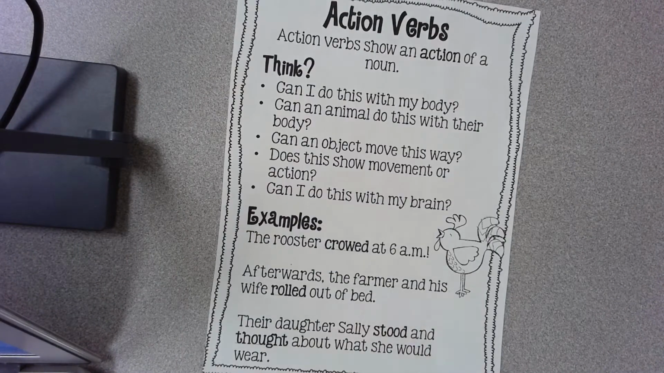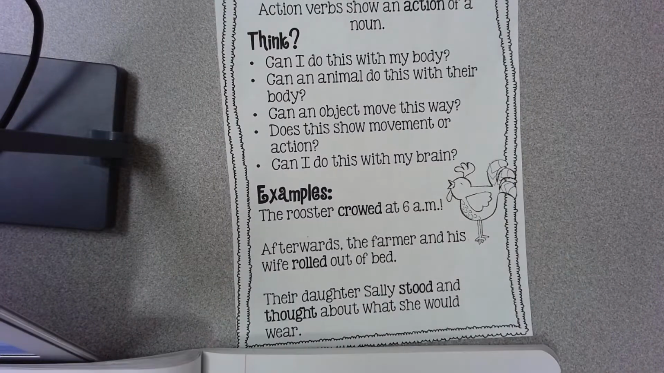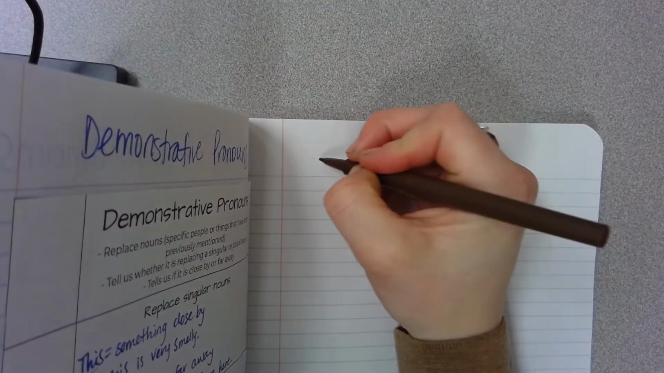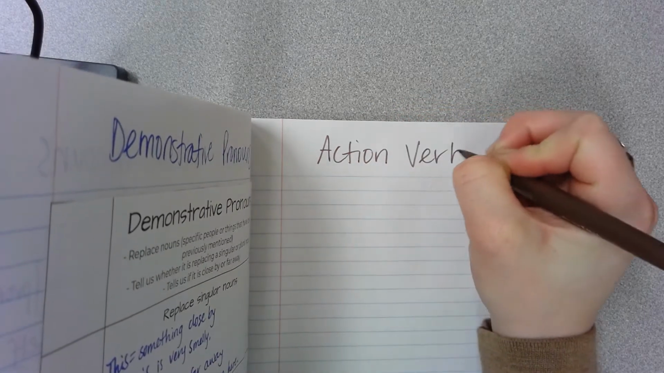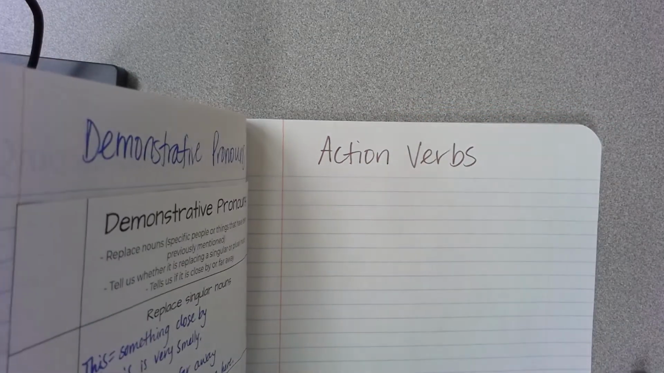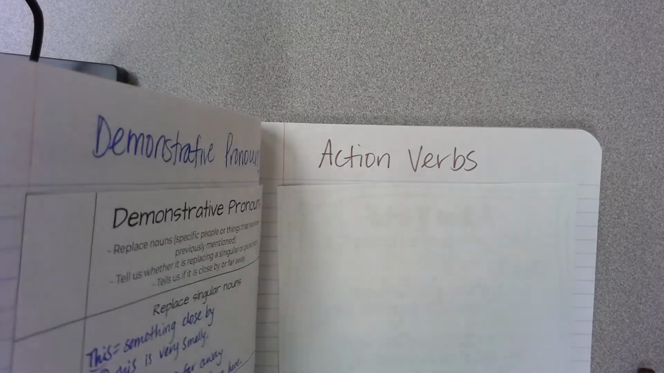Okay, now on the next available page in your composition notebook, you are going to write the title, Action Verbs, up at the top. And we're going to glue this whole page down, just like so.